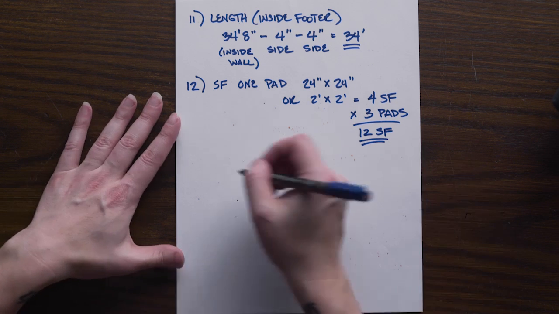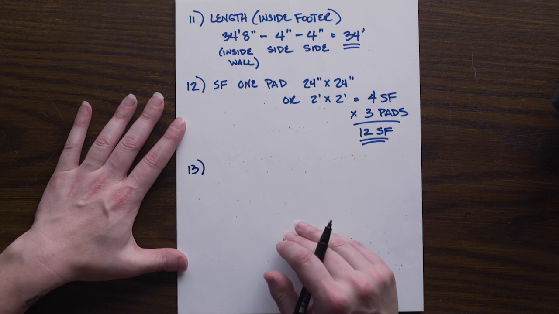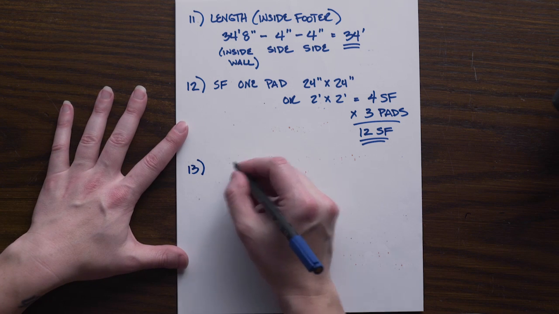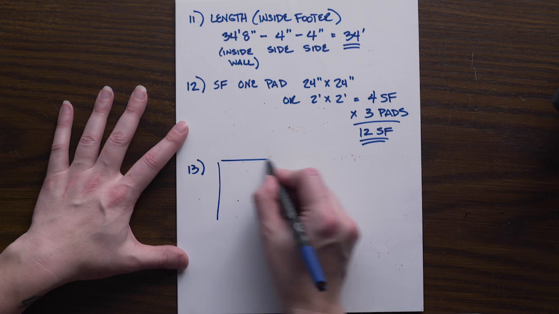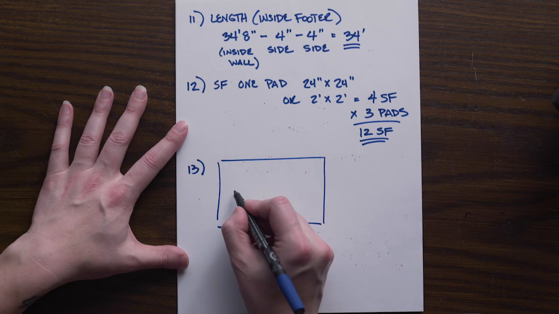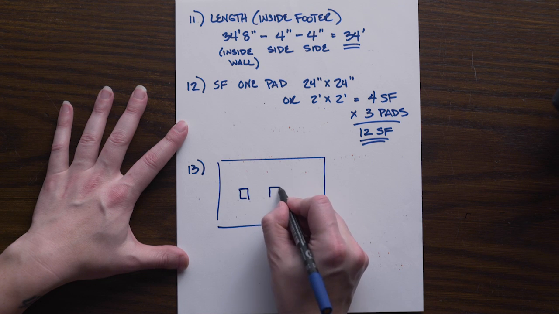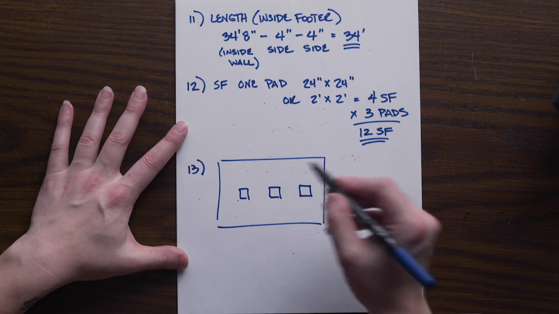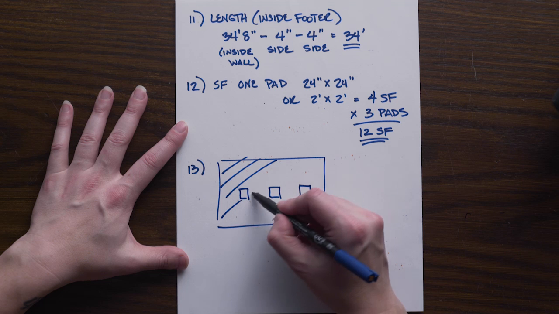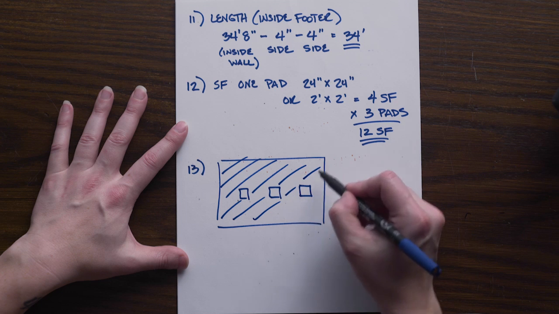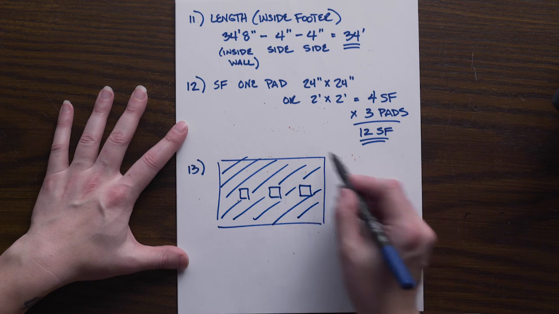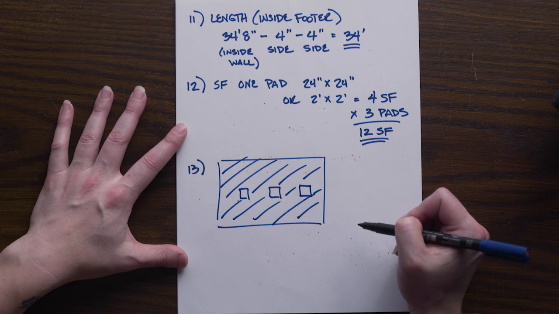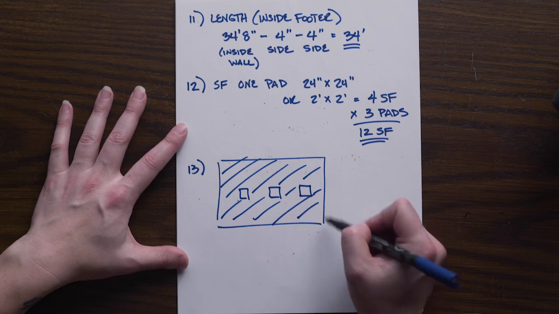For the last one, for the first problem set, we are looking at the cubic yards of non-settling fill. So as we just determined, we have our foundation system, we have our 3 footing pads that are underneath our posts. The rest of this area then has non-settling fill underneath it. So we need to figure out what that cubic yardage is. So first off, we need to figure out what that square footage is.